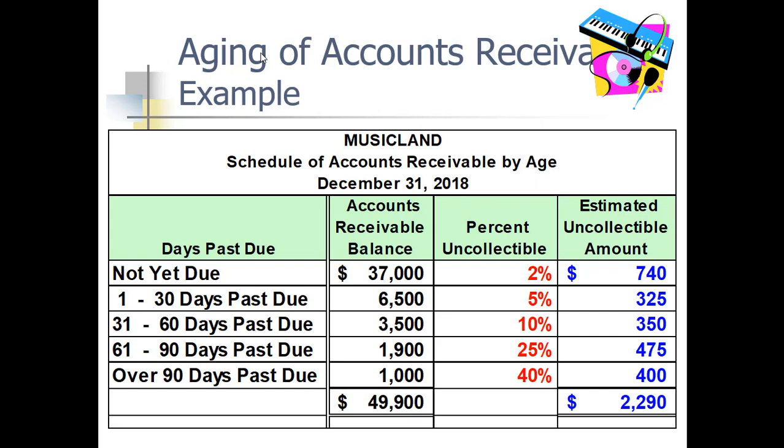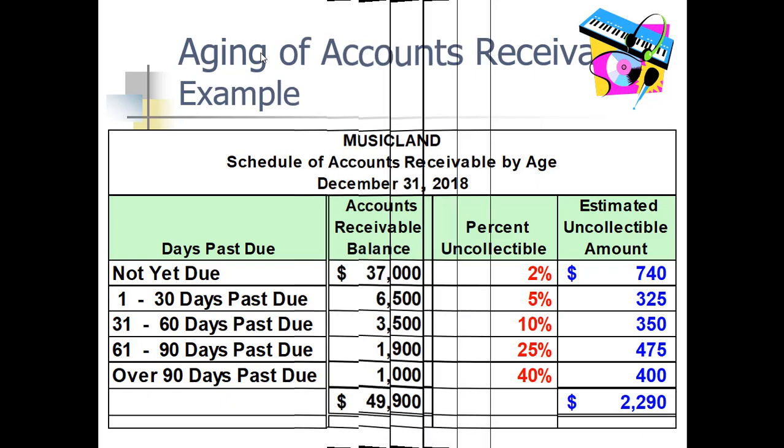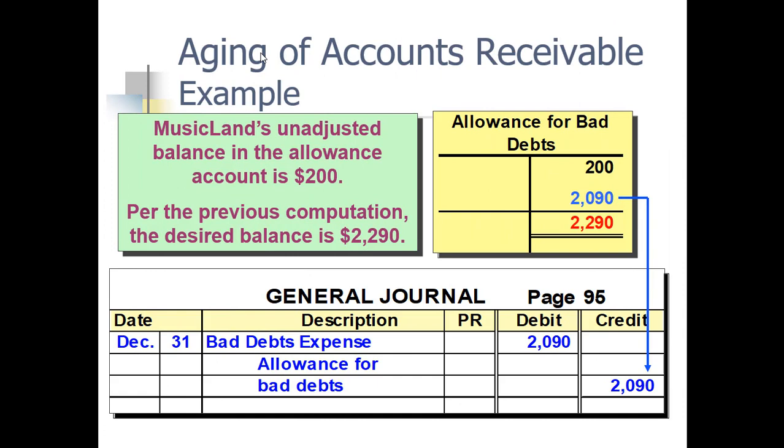All right, so I have to do the same thing that I did before. Let's assume this time for Musicland that allowance for bad debts already had a $200 credit balance in it. So if it already had a $200 credit balance and I want it to be 2,290, that means I need to adjust it for an additional $2,090 to get to that $2,290 balance. The adjusting entry, just like we said, is always the same thing: a debit to bad debts expense and a credit to allowance for bad debts.